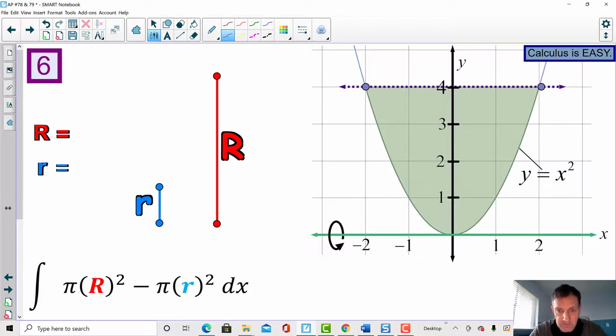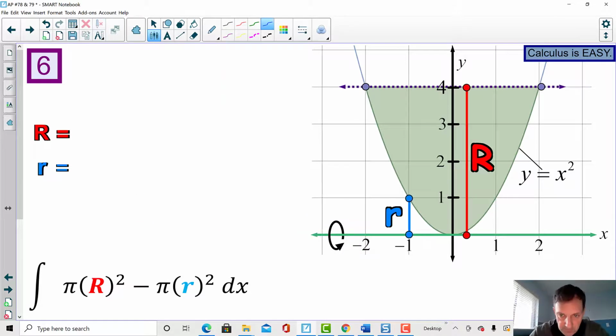Okay, question 6 is our last example. We're going to take this shaded region. We're going to rotate it around the x-axis, so we have this symbol here on the x-axis. If we do that, you see the little r is going to be this distance here, and our big radius is going to be this distance here. So for the big R, I'm just doing top minus bottom. That's going to give me 4 minus, and then the bottom is just 0.